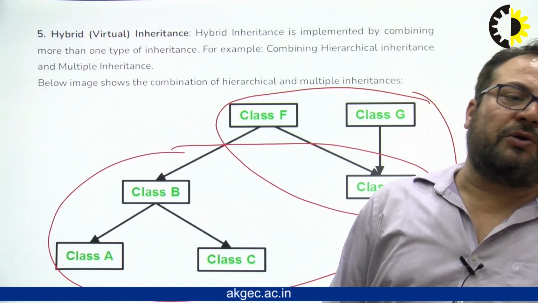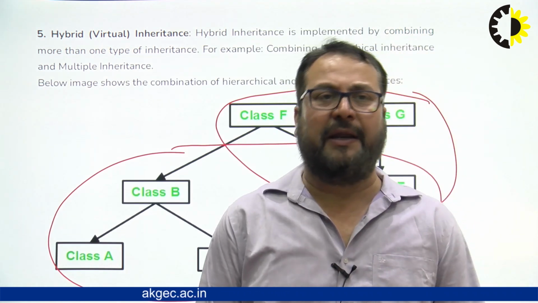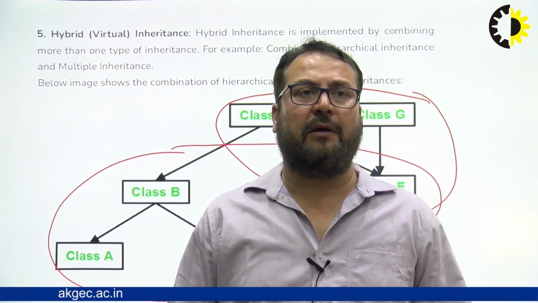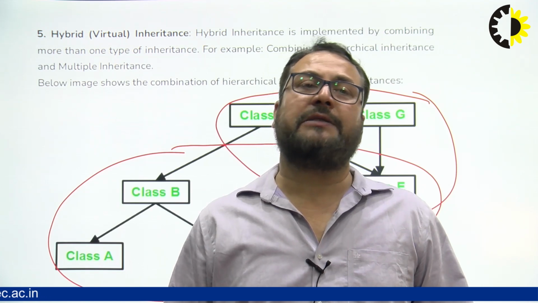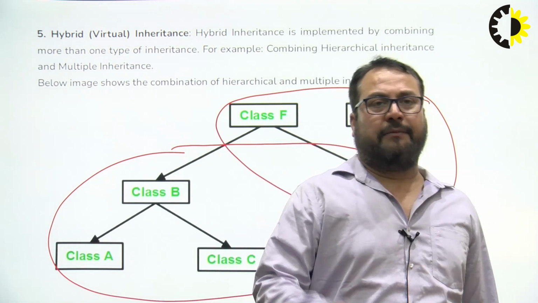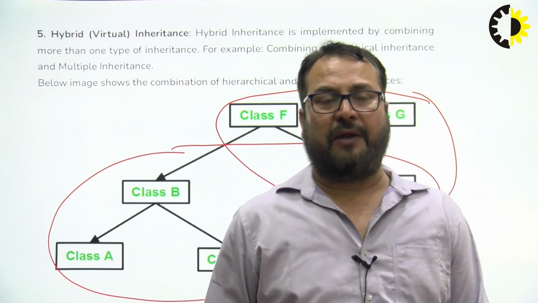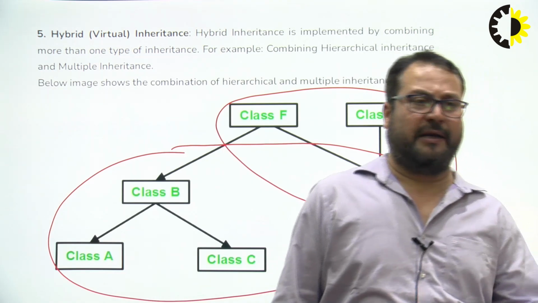Okay. So there are mainly five categories of inheritance, which include almost all the required categories. They are single level inheritance, multi-level inheritance, multiple inheritance, hybrid inheritance, and hierarchical inheritance.